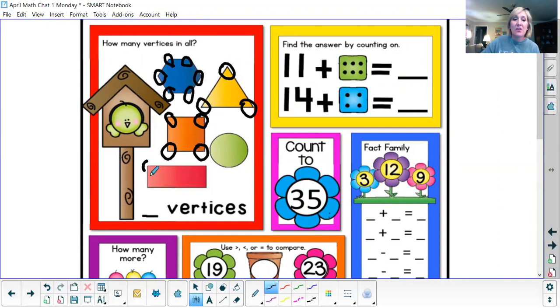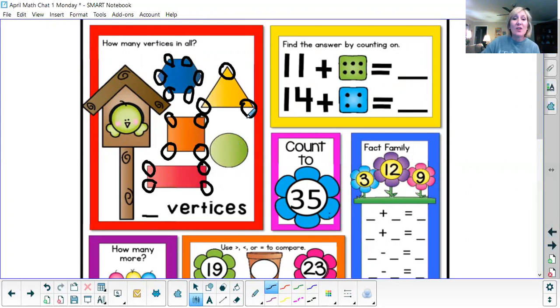Keep counting. 14, 15, 16, 17. Now what about the circle? Does it have any vertices? No vertices on the circle.